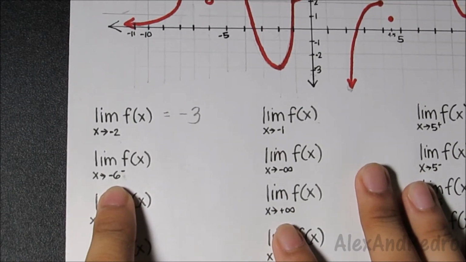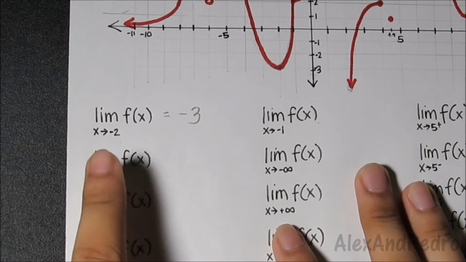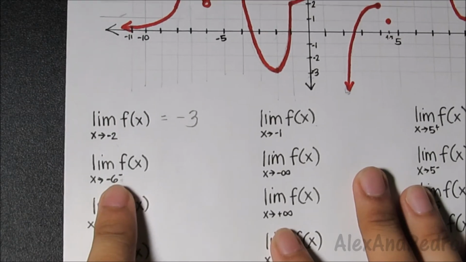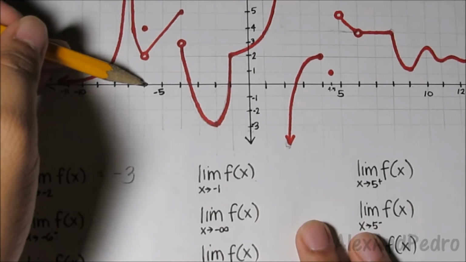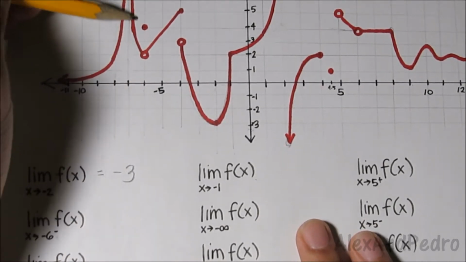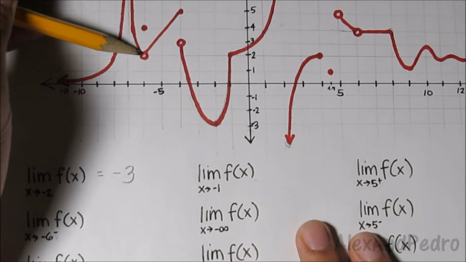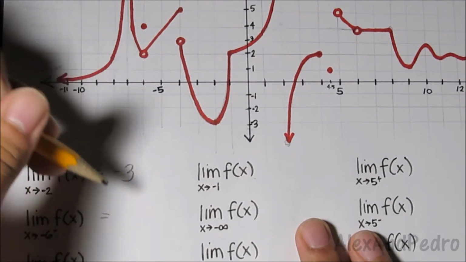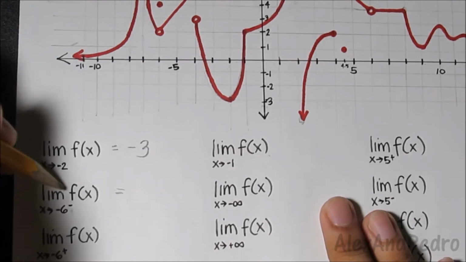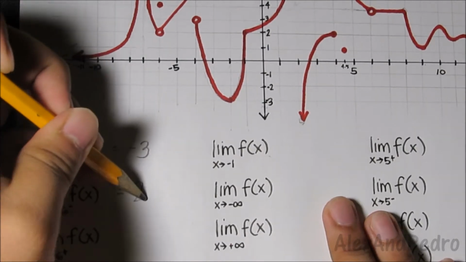The limit of f of x as x approaches negative 6 minus? What's that? Oh, it's from the left side. So, where's negative 6? Here. So we only focus on the left side. We don't need the right side first. So from the left side, it approaches 2. So, the limit of f of x as x approaches negative 6 from the left is 2.